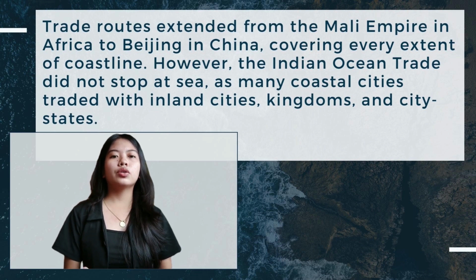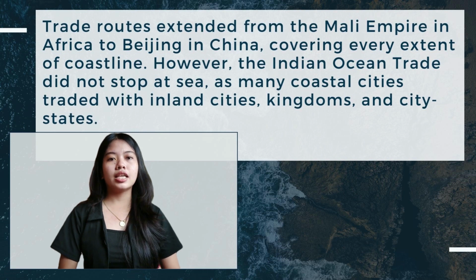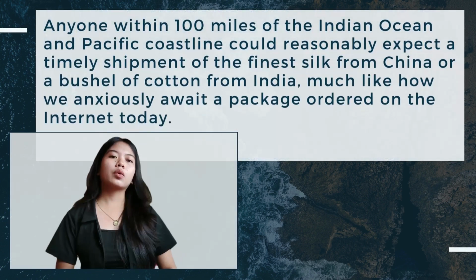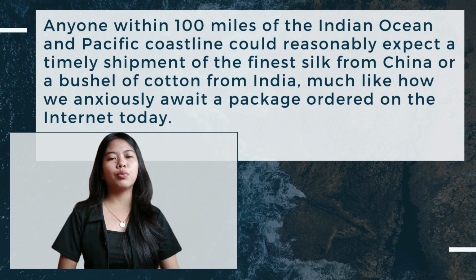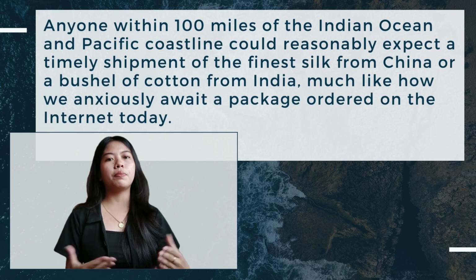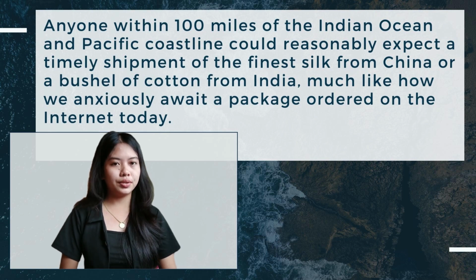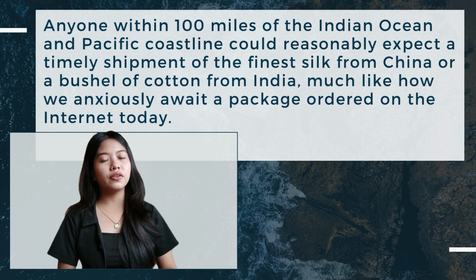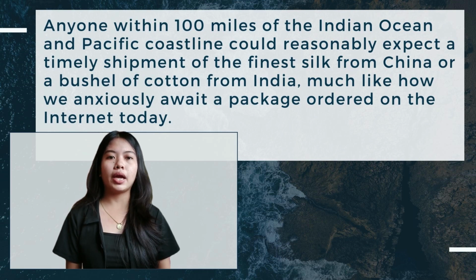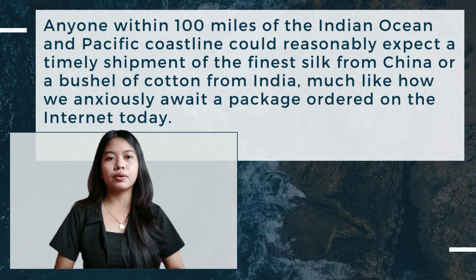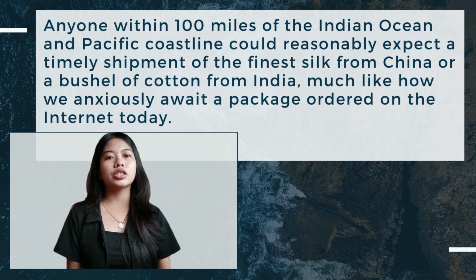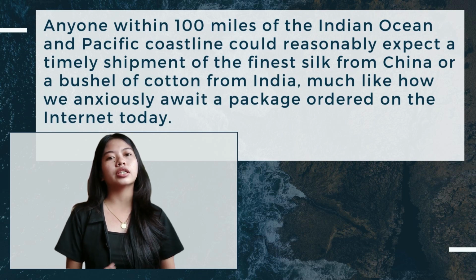However, the Indian Ocean trade did not stop at sea, as many coastal cities traded with inland cities, kingdoms, and city-states. Unlike wagons on the Silk Road, the sheer size of boats allowed for the transportation of cheap mass goods, not just luxury goods. Similarly, anyone within 100 miles of the Indian Ocean and Pacific coastline could reasonably expect a timely shipment of the finest silk from China or a bushel of cotton from India, much like how we anxiously await a package ordered on the internet today.